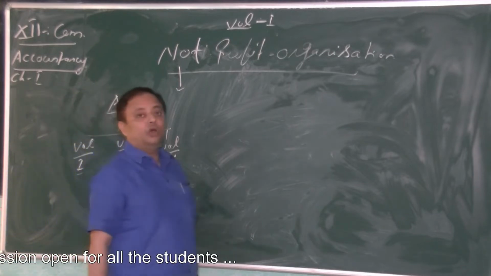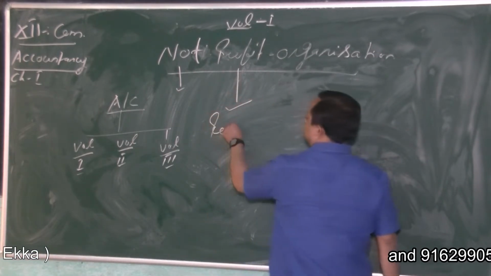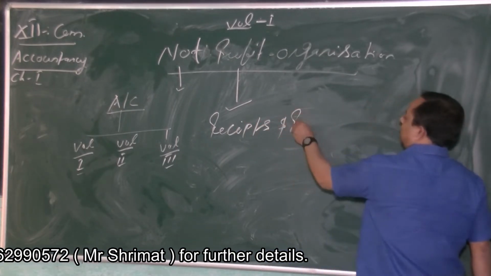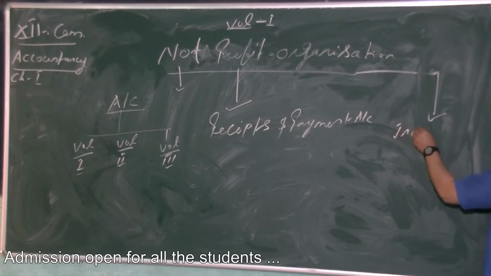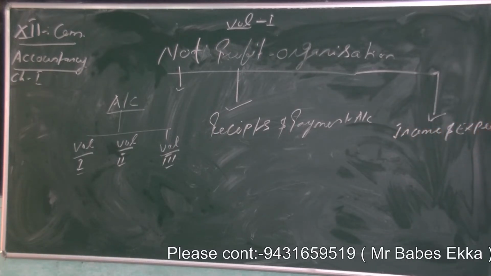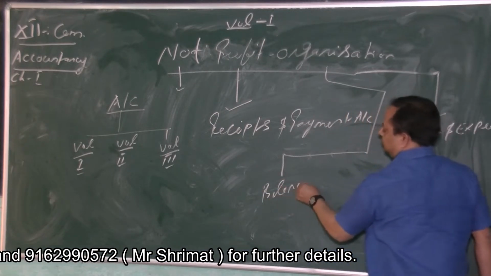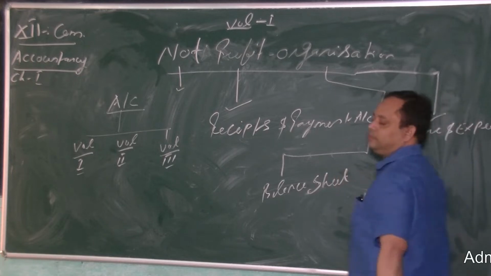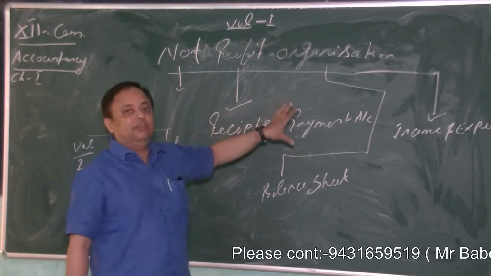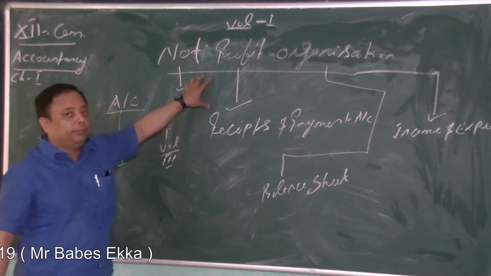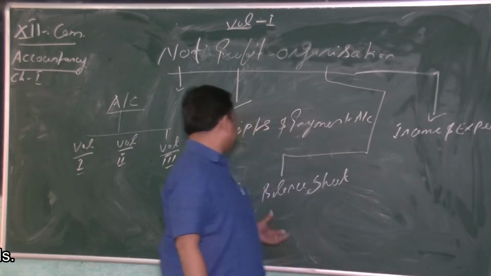But these organizations also prepare 3 accounts. The first is the receipt and payment account. Next is the income and expenditure account. And the last is the balance sheet. Again, not-for-profit organizations are those whose motive is service. In these organizations, we prepare 3 accounts: the receipt and payment account, the income and expenditure account, and the balance sheet.